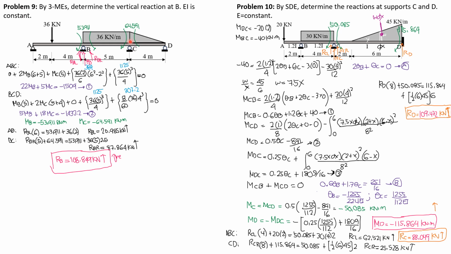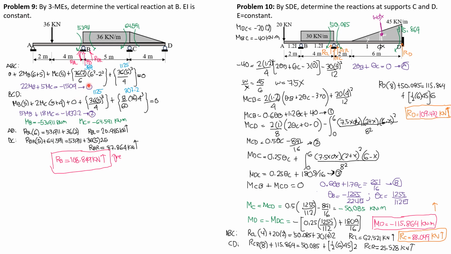6 area 1A over L1 for this loading is the same as 6 area 2B over L2. We already calculated that: 36 5 cube over 4, while 6 area 2B over L2 is 8 over 60 because the centroid is farther from D, while if it is closer, 7 over 60 WL cubed. So 8 over 60 WL cubed. L is 4 and W is 36 equals 0. This is 307.2. This is 1125. Combining, transpose to the right, simplifying 5 MB plus 18 M sub C equals negative 142.2.